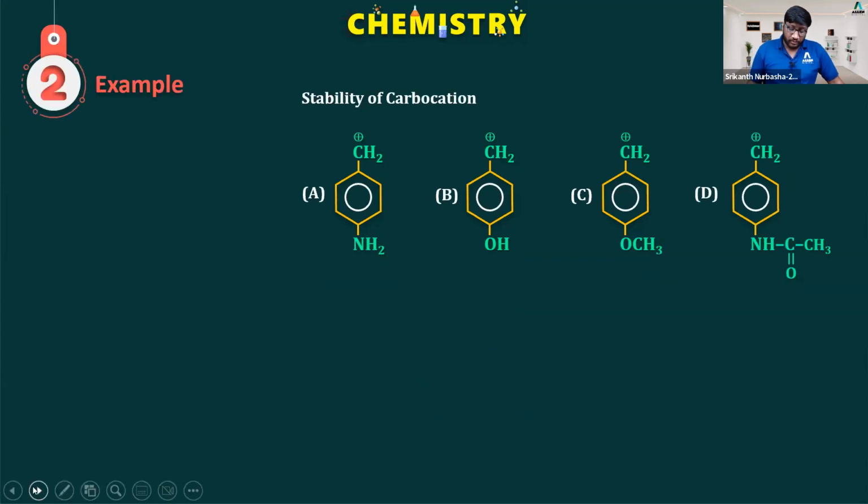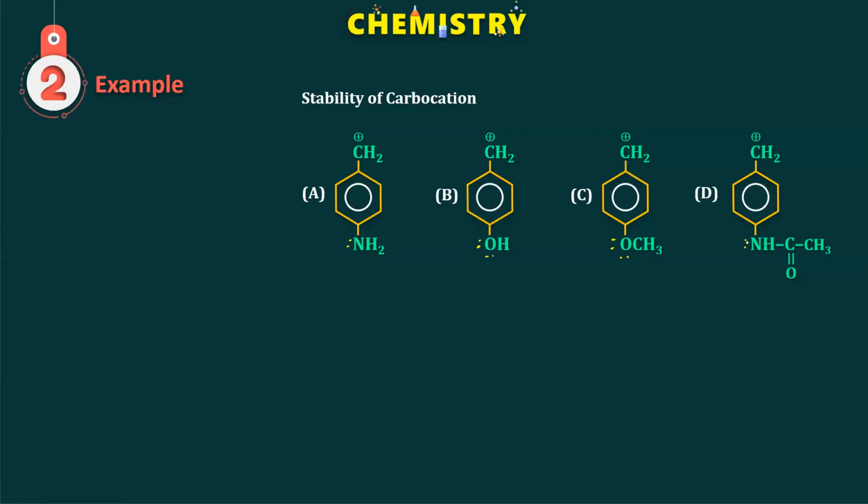Compare here: CH2NH2, CH2OH, CH2OCH3, CH2NH, C double bond to CH3. All are electron donating only. NH2 has a lone pair of electrons on nitrogen, OH has a lone pair of electrons on oxygen, OCH3 has a lone pair of electrons on oxygen, and in D, NH double bond to CH3. So I can say D is least because the lone pair of electrons on nitrogen is in resonance on both sides. D is least.